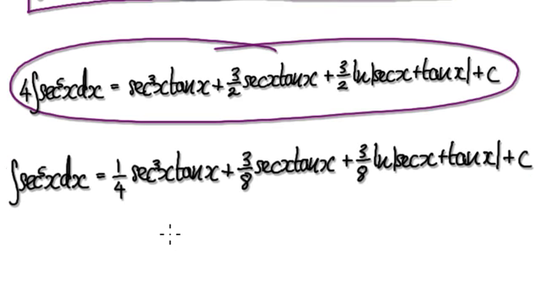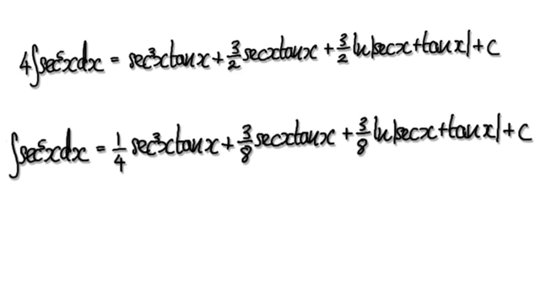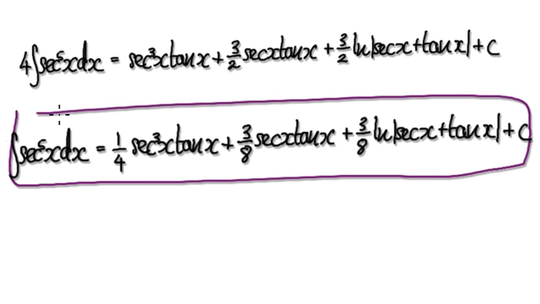Okay, so now we want to get this on its own. So divide everything by 4. So that will then give us this. So this here is your final answer. Okay.